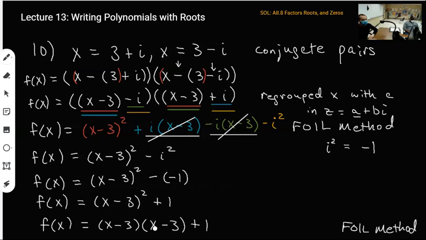So what's x minus 3 times x minus 3? That's going to be x squared minus 3x minus 3x plus 9. And then the plus 1 at the very end has to be added over, or I'm going to get the wrong answer.